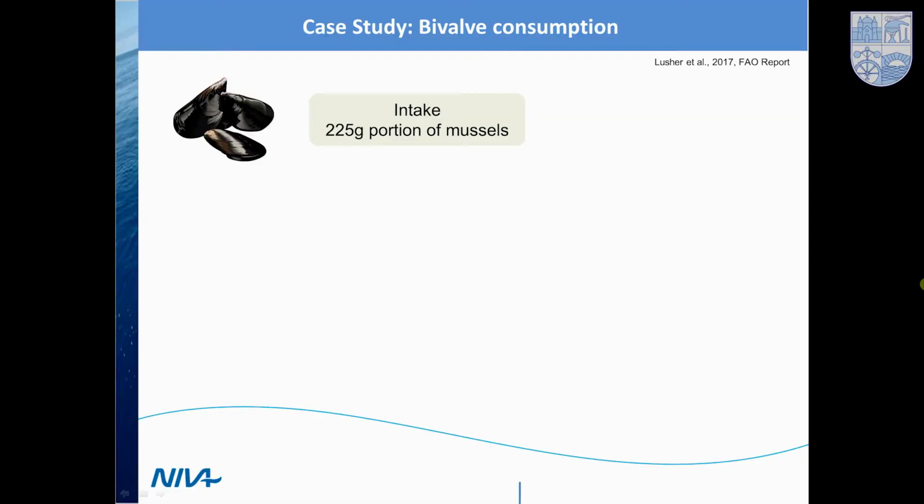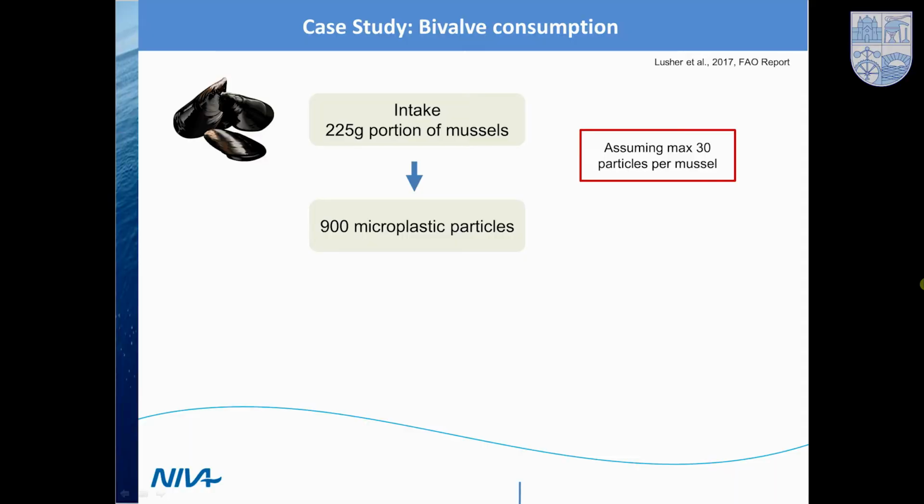But if we do return to bivalve consumption, as I said, plastics can be in bivalves and they could enter our food chain. But I want to show you some maths that we conducted for a report for the Food and Agricultural Organisation. We took a portion of mussels that was 225 grams, and we assumed that there were about 30 particles of plastic per mussel based on the relevant literature that was available at the time. This would work out to be about 900 particles in the one meal.